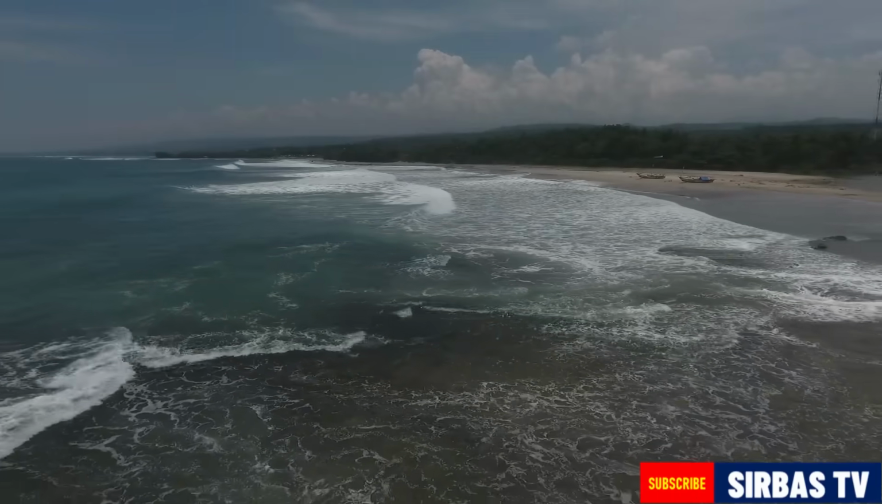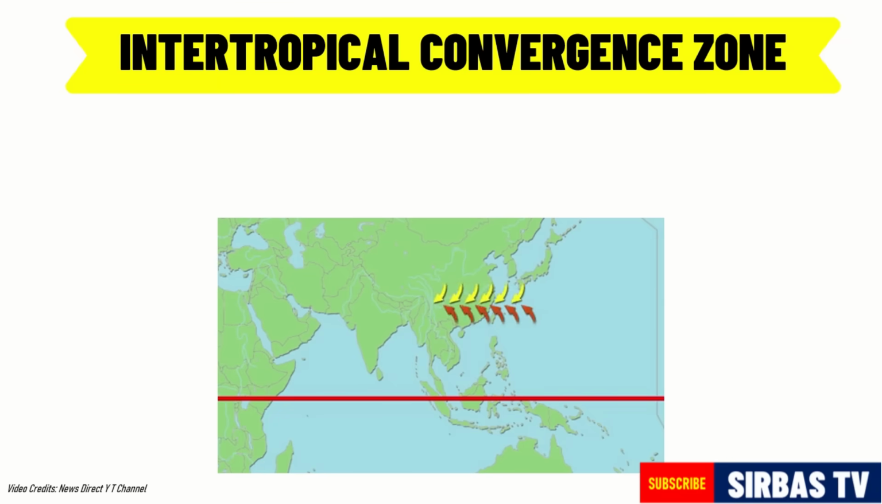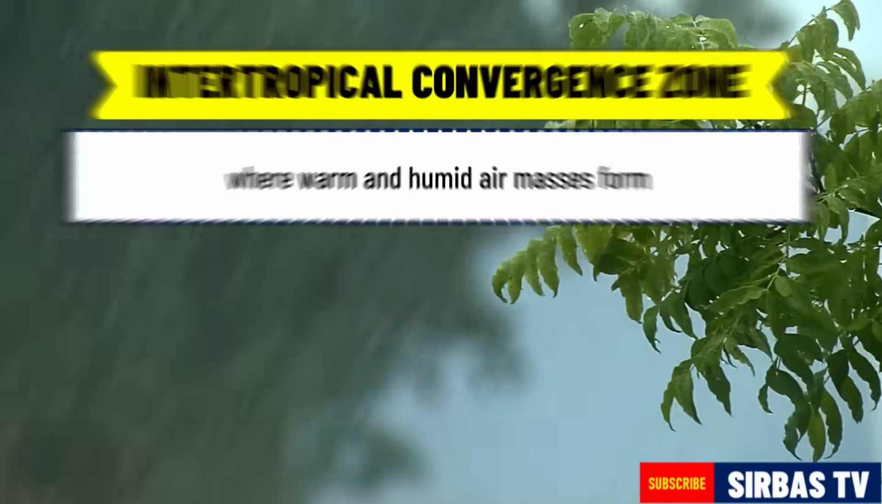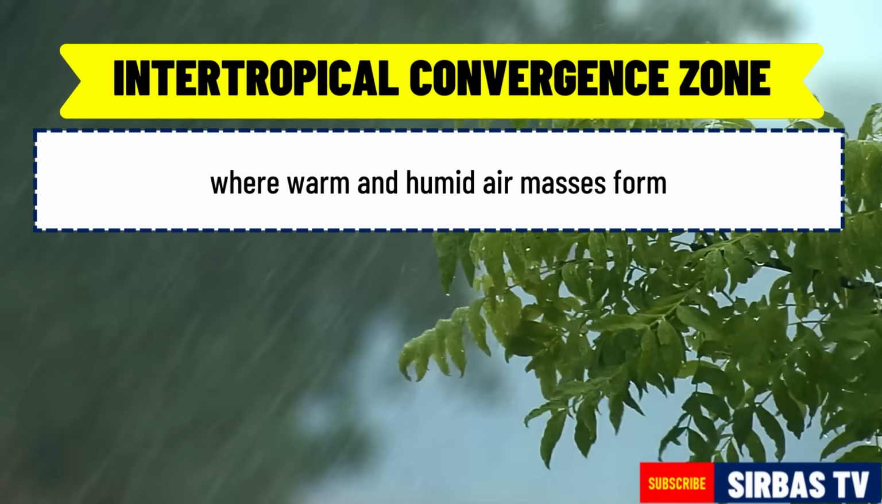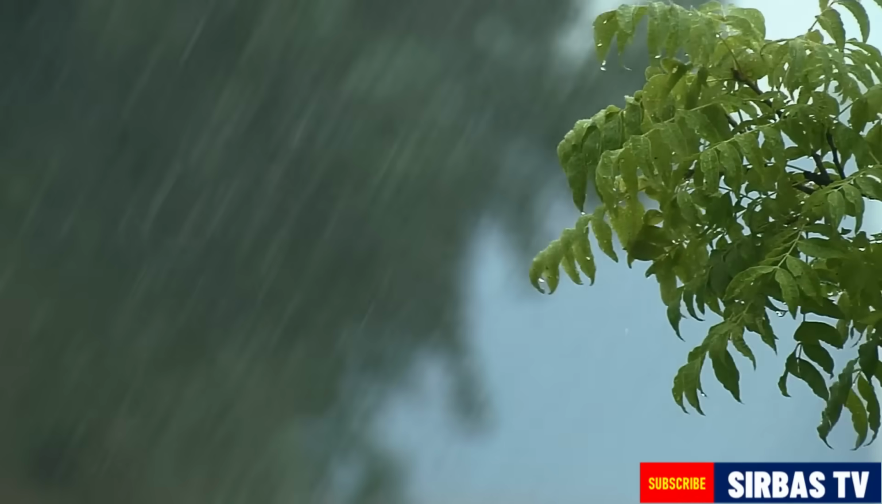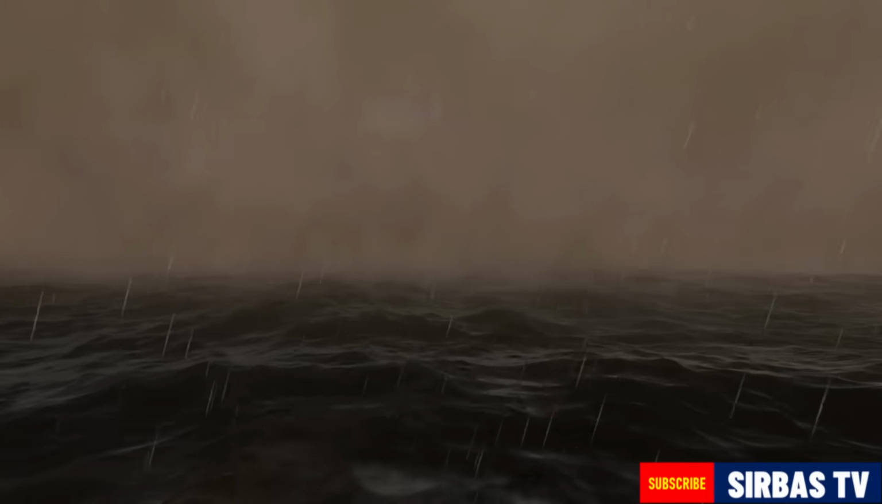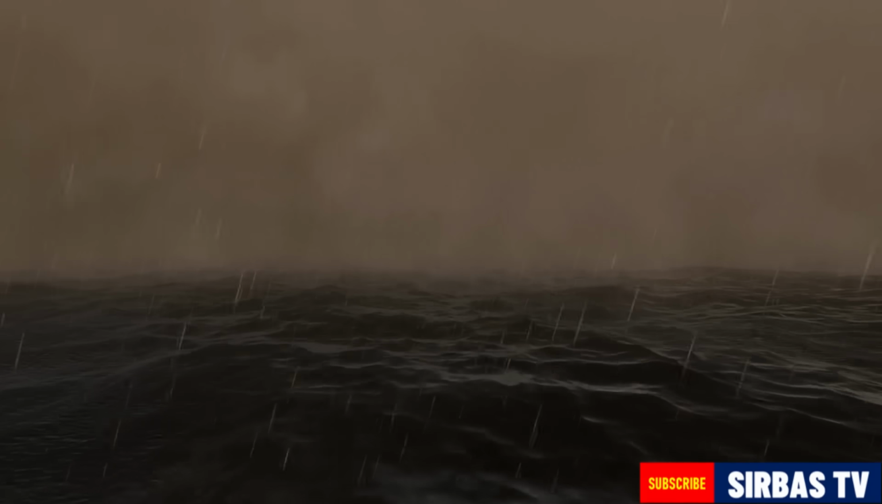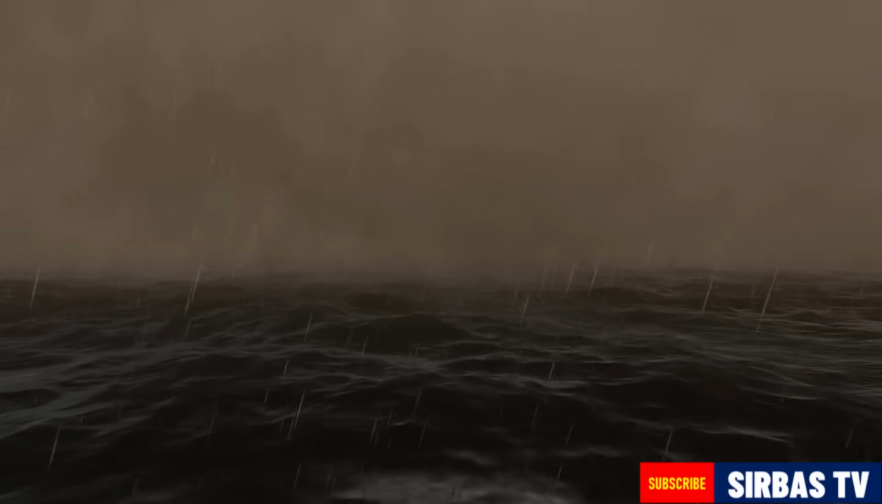And lastly, we have ITCZ or Intertropical Convergence Zone. The Intertropical Convergence Zone is the place where the trade winds from the Northern Hemisphere and the Southern Hemisphere meet at the equator or near the equator. This is where warm and humid air masses form, resulting in the formation of heavy precipitation and thunderstorms during most parts of the year. It is also called the breeding zone of low-pressure areas because it is where weather disturbances are usually formed.